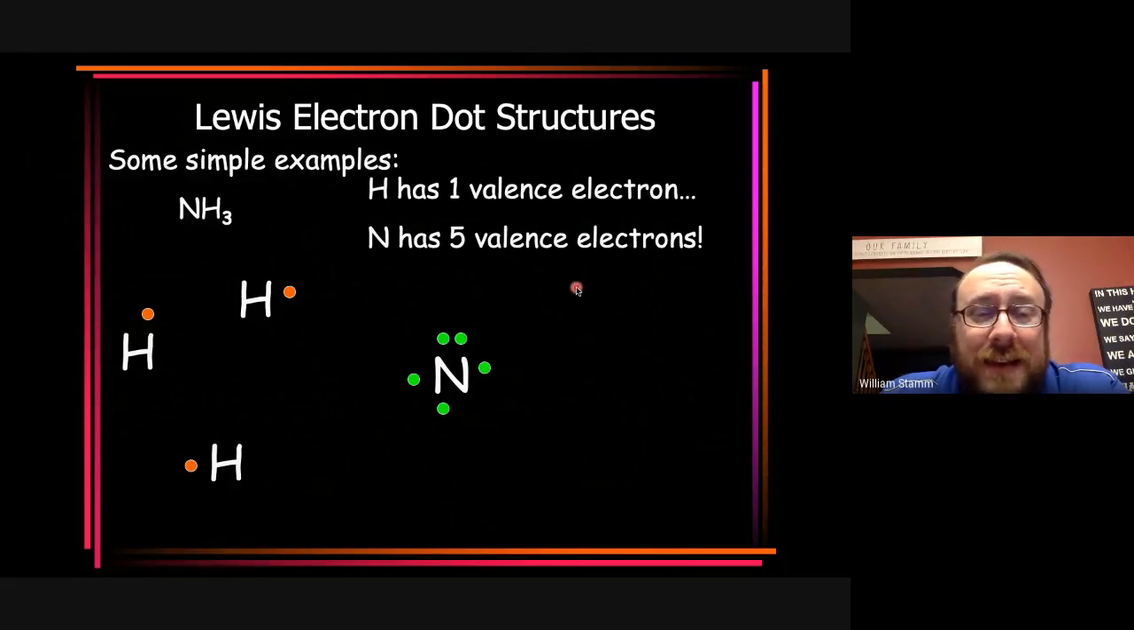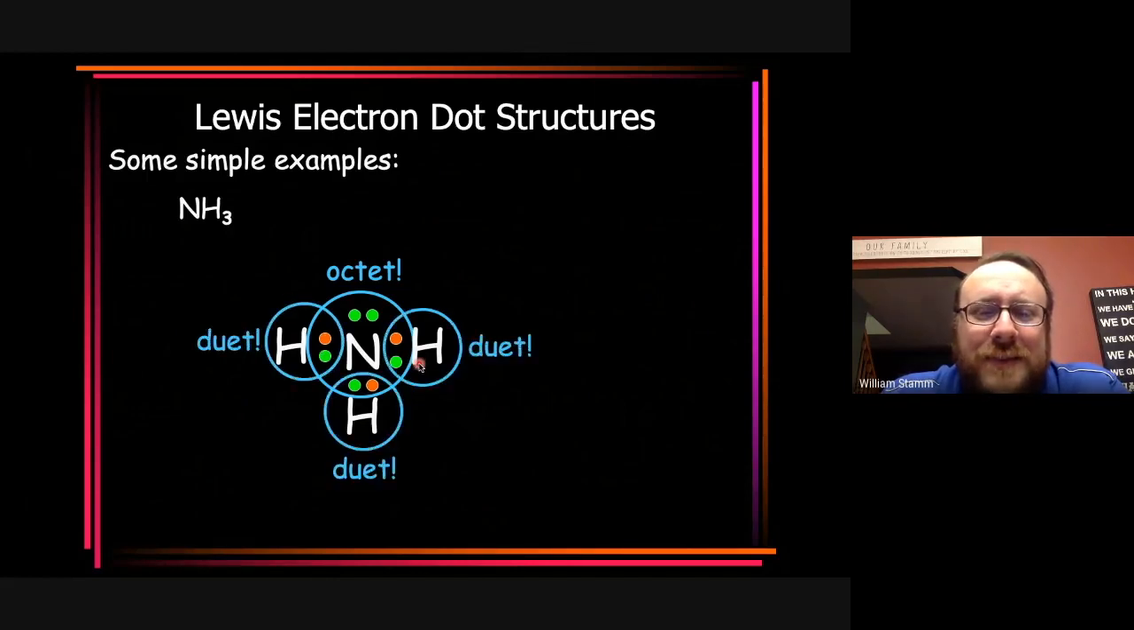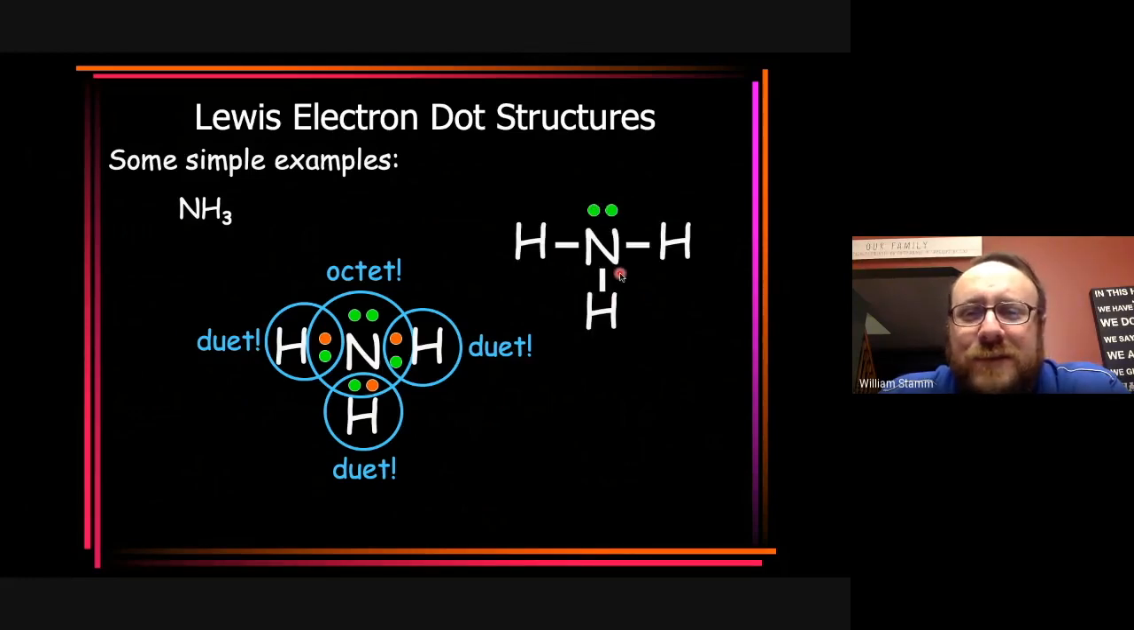Luckily, if there are 3 H's around, they will share those electrons with it and form this structure right here, where you have an H and nitrogen covalent bond there, a covalent bond there, and a covalent bond there. So 3 single covalent bonds. The nitrogen has its octet, and the 3 H's all have their duet. They're good to go. They're happy. This is what the structure would look like if you draw the lines, a more streamlined version, and that's what you want. Those examples are pretty easy, I think.